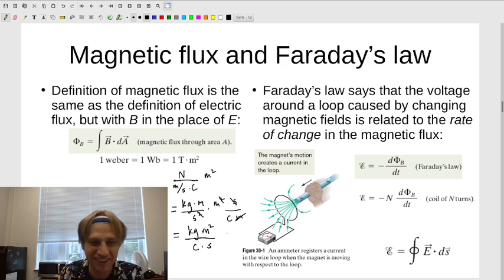I'm not sure it did. So this is a Weber, but who cares? It's something that, if we put everything else in good units, is going to help us to find volts.